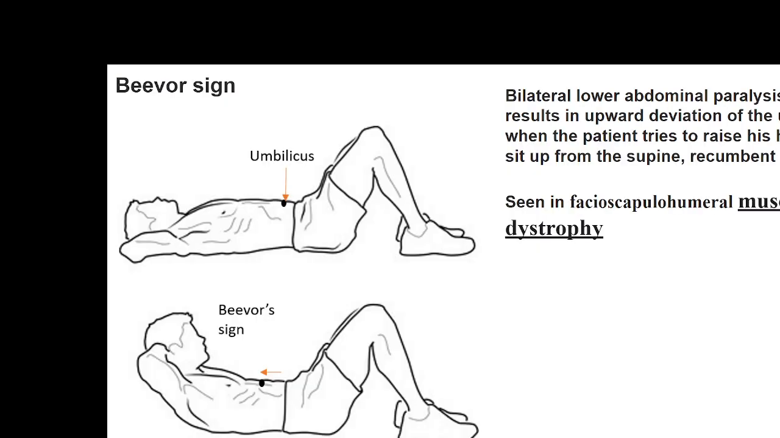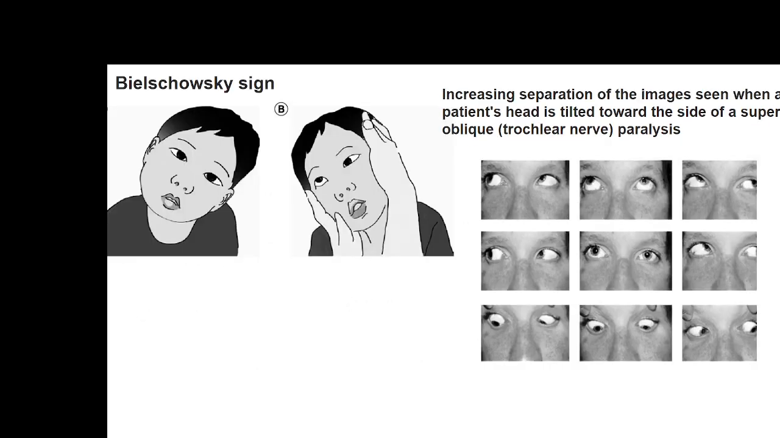Then Beevor's sign is a situation where the patient may have a muscular dystrophy, or it also could be in abdominal muscle paralysis. Usually, when a person raises the head up, the umbilicus would be moving downwards due to the contraction. But in patients who have a paralysis, the umbilicus would be moving upwards, and that's called Beevor's sign. This is suggestive of either muscular dystrophy conditions, or even paralysis of the abdominal muscles. And this is another clinical sign.